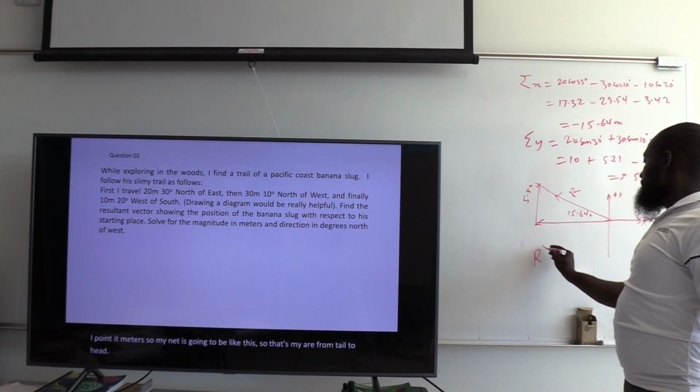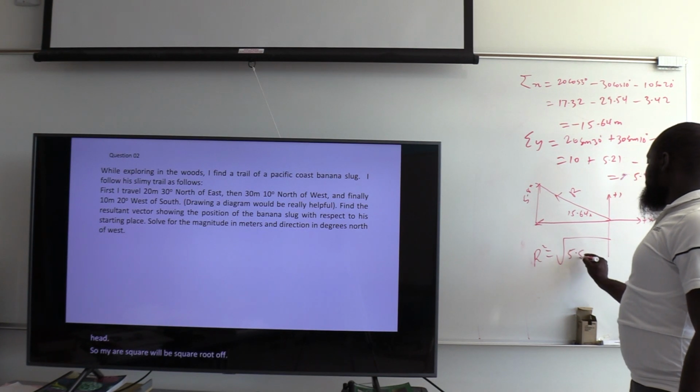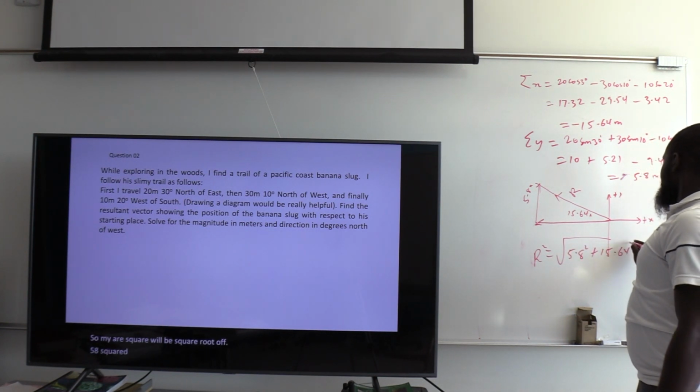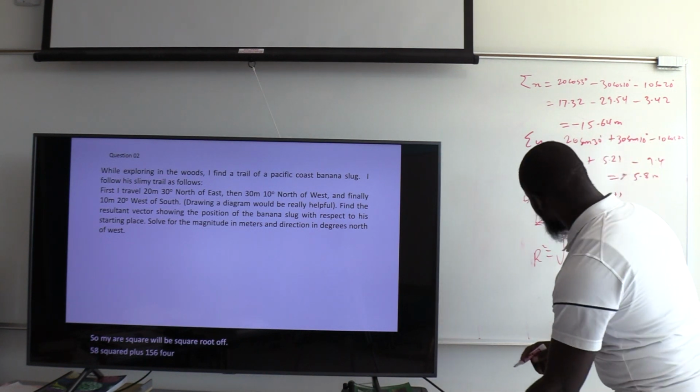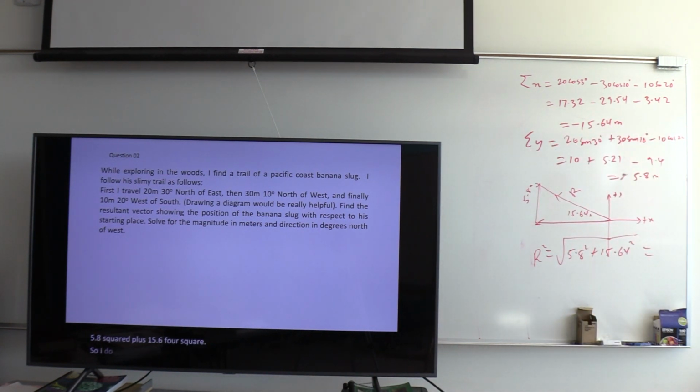So my r will be the square root of 5.8 squared plus 15.64 squared. Is that okay? So I do that. 15.64 squared plus 5.8 squared is 278.2. So I take the square root of that. 16.68 meters. So that becomes my resultant displacement.